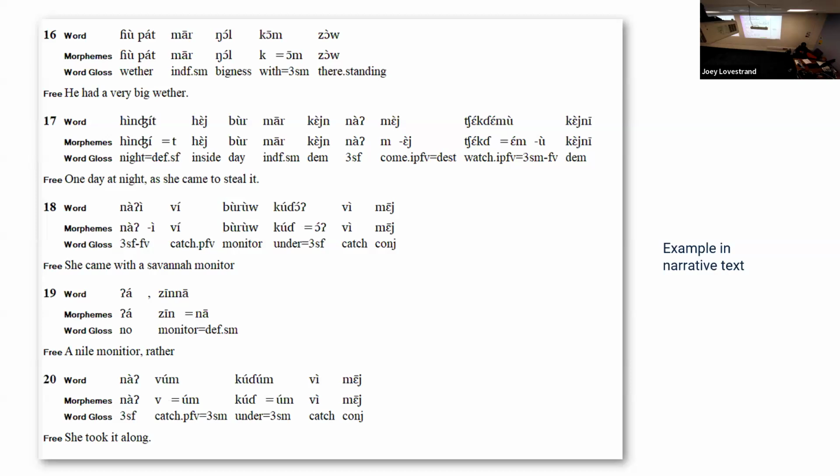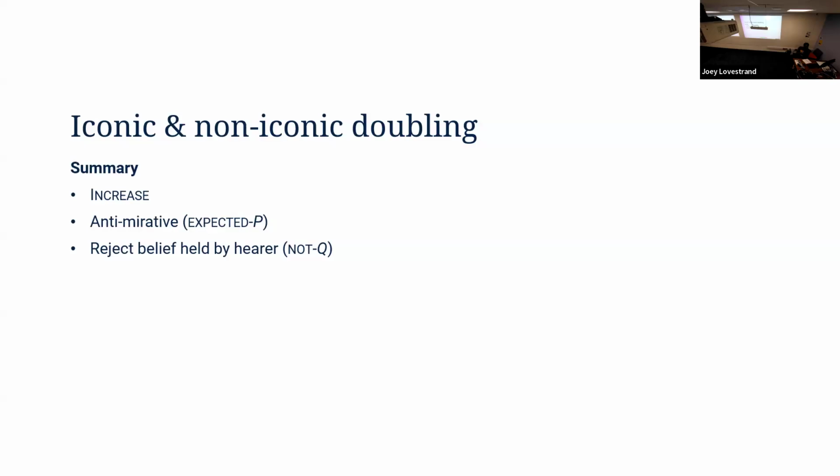And you will see the speaker even corrects themselves in this construction. They went first for Savannah monitor and said, no, Nile monitor instead. And then doubling again in the next construction. So there's really a sense that you need to use doubling in this construction, in this discourse. So as a summary, I showed you cases where you had doubling that was, in my opinion, clearly iconic with increase, and cases where it was not transparent at all, with the thought that doubling might be marking anti-mutativity or might be used for rejecting beliefs held by hearers.